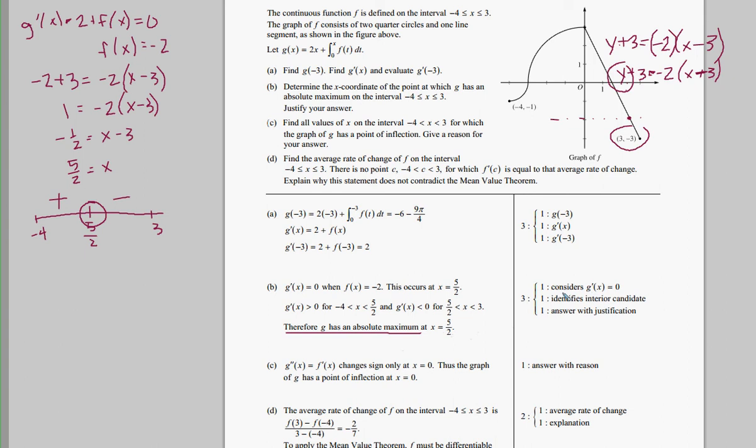And so you get a point here for recognizing that you have to set your derivative of g equal to 0. Okay, just state that right there, and you got yourself a point. You have to identify 5/2 and then your justification.